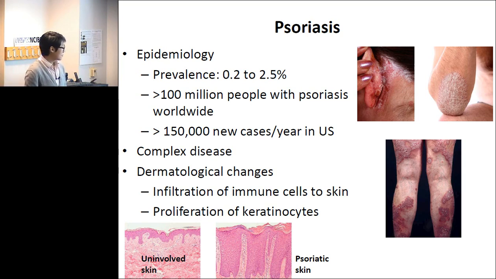On the left is the normal unaffected skin. This is the psoriatic skin. As you see, the epidermal layer is actually expanded. This is because of the increased proliferation rate caused by the infiltration of the immune cells. Psoriasis could occur in different parts of the body, but mostly on the scalp, the back, or the hip. But it could happen everywhere in the body.